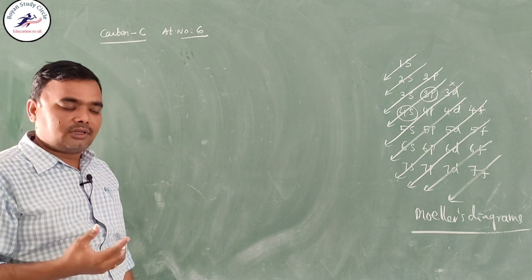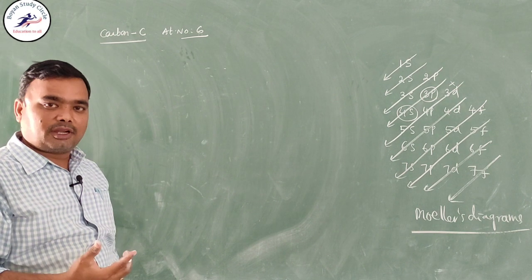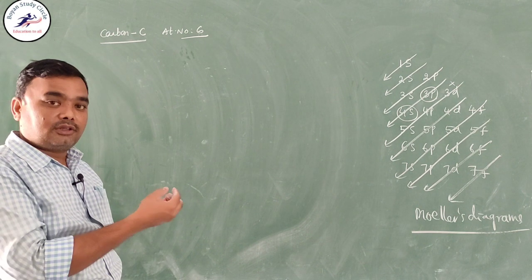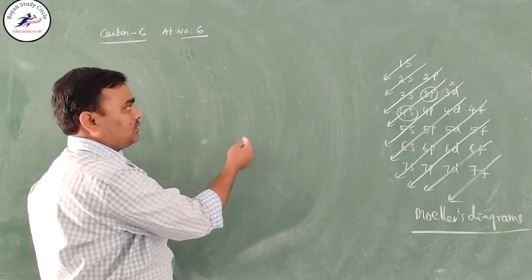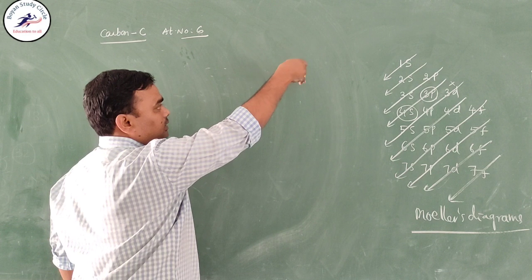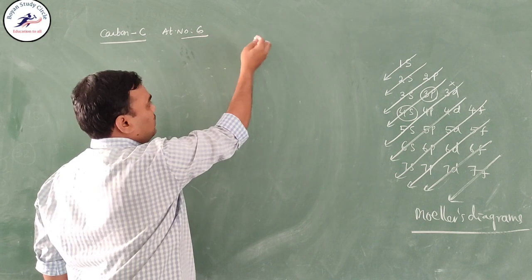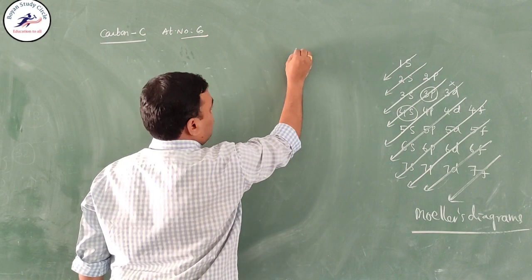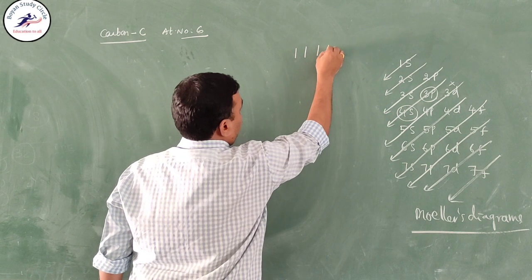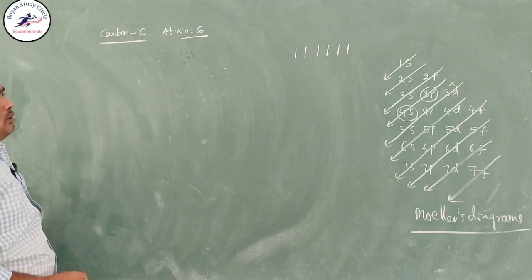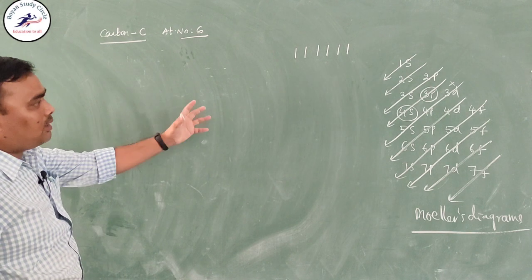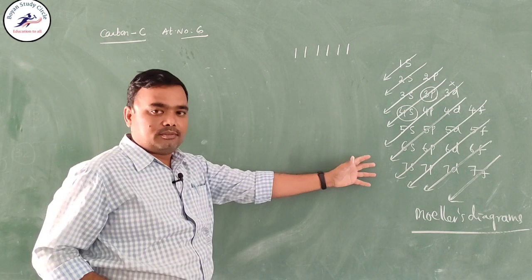As you are 10th class students, or you are writing electronic configuration for the first time, I am going through the simple method. Whenever you are trying to write the electronic configuration, you just take lines, 6 lines. For example, here 6 electrons are present, 1, 2, 3, 4, 5, 6. Now try to distribute the electrons according to the Aufbau diagram.